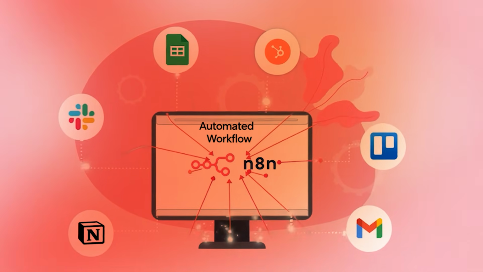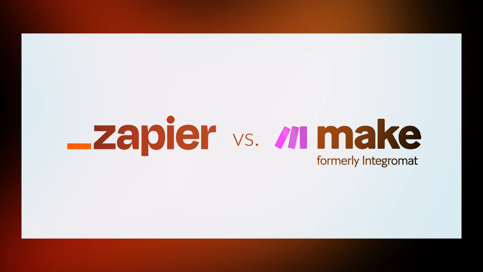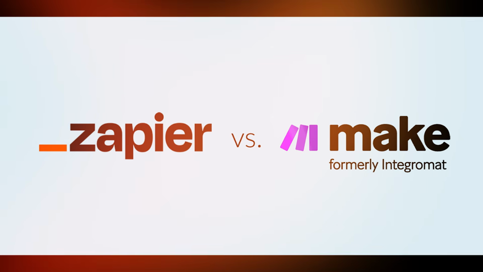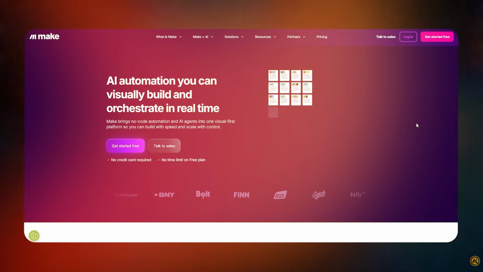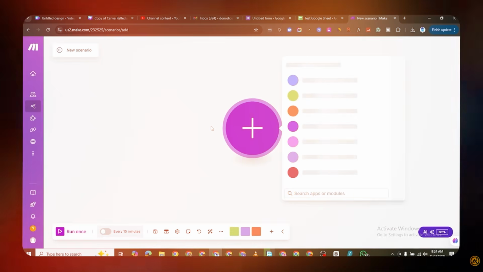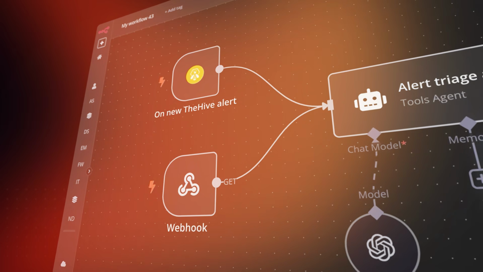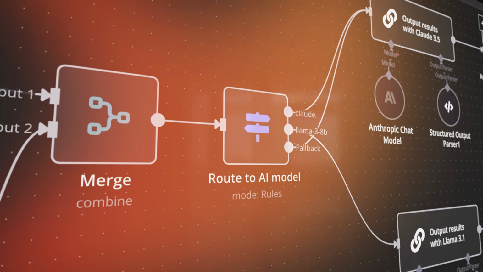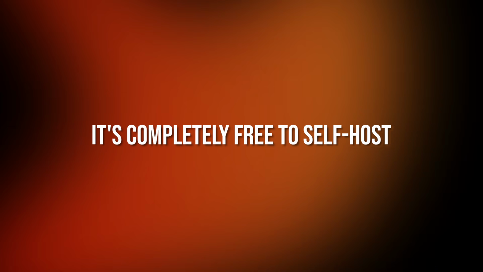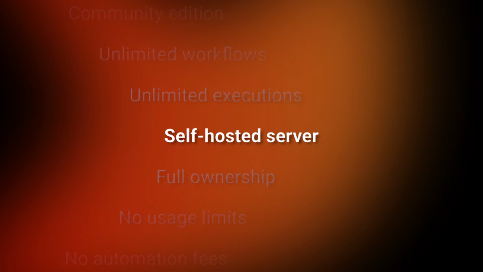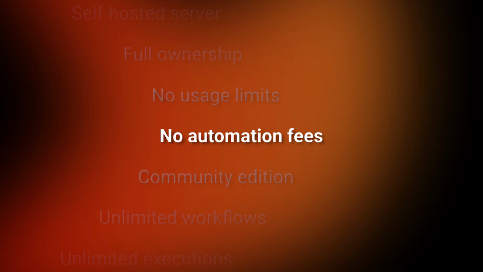Before we build anything, let me quickly explain what n8n actually is and why it's worth your time. You've probably heard of automation tools like Zapier or Make.com. We've actually built a full AI lead qualification system using Make.com on the channel, link in the description if you want to check that out. n8n works in a similar way, but there's one thing that makes it stand out from everything else in this space. It's completely free to self-host. That means you run it on your own server, you own it entirely, there are no usage limits, and nobody is ever charging you per automation.